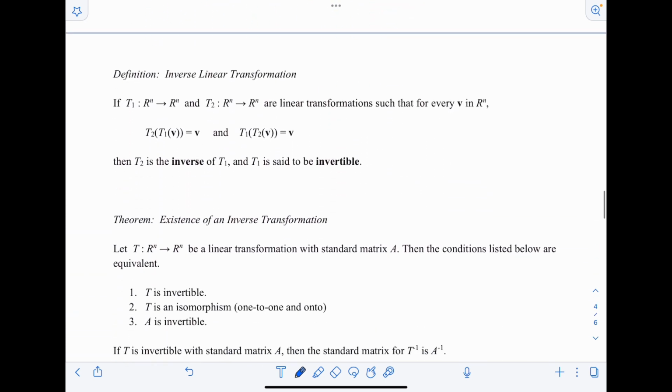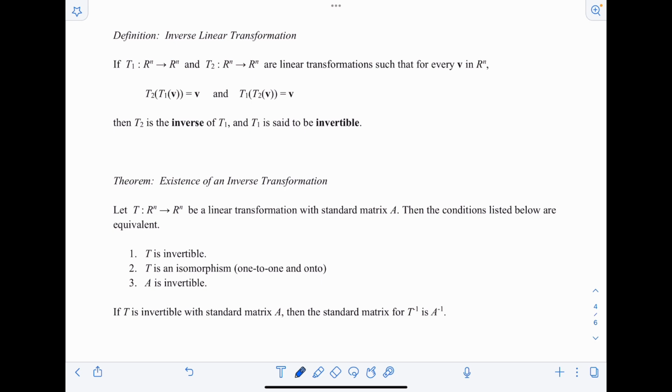Moving on here. So inverse linear transformations. If T1 maps Rn to Rn and T2 maps Rn to Rn, and these are linear transformations such that for every V in Rn, so every vector in Rn, T2 of T1 of V equals V, and T1 of T2 of V equals V. So it doesn't matter which order we do this in, we get V. Then T2 is the inverse of T1, and T1 is said to be invertible. So basically all this is saying is that if I apply a composition and it takes me back to V, regardless of the order that I do this in, then it's an inverse.